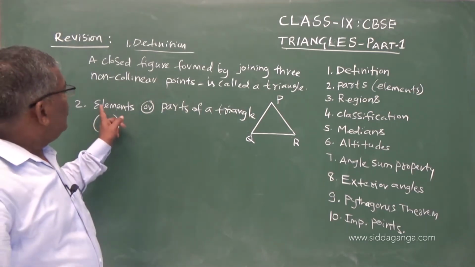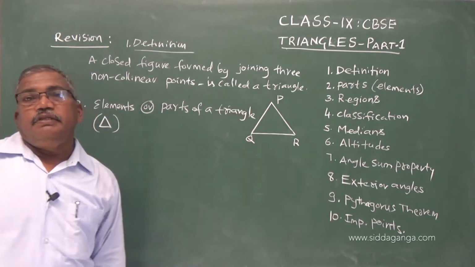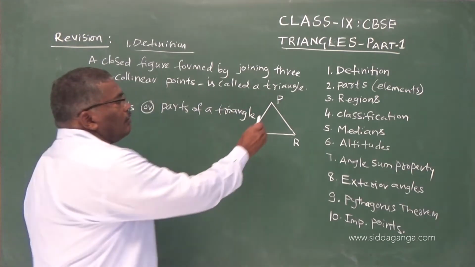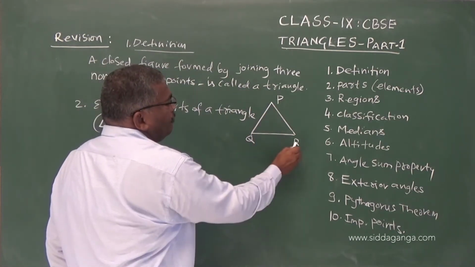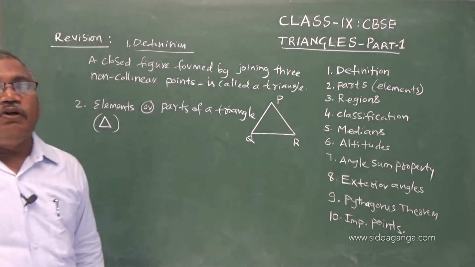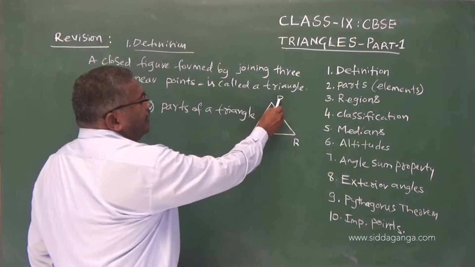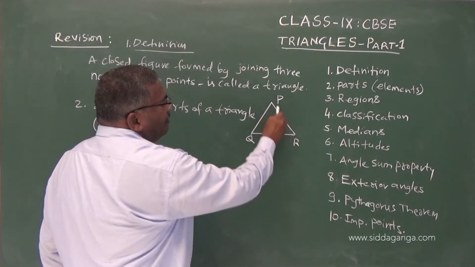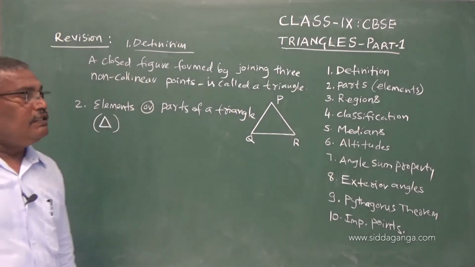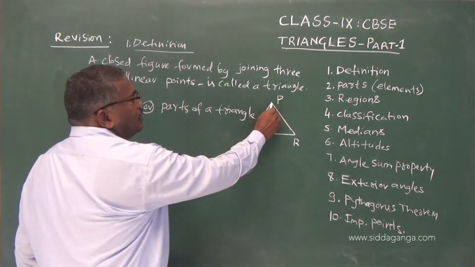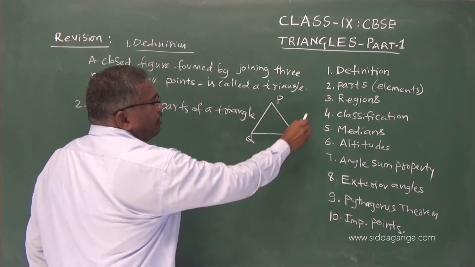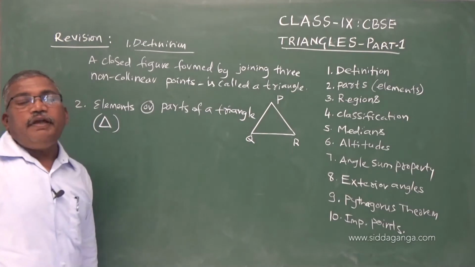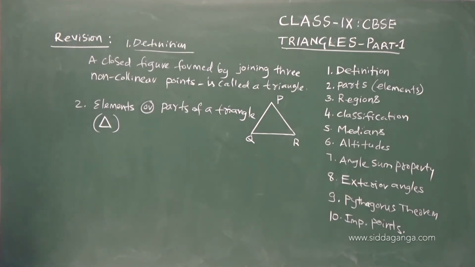Now in a triangle, these point P, point Q and point R are called the vertices, and there are 3 lines: PQ is a line, QR is a line, and RP is a line. So 3 points and 3 lines. These are called parts of a triangle.